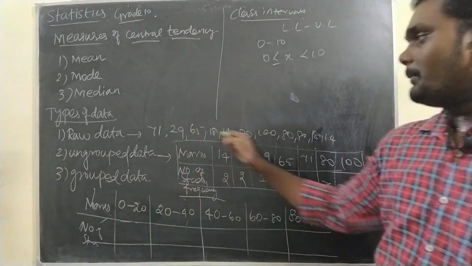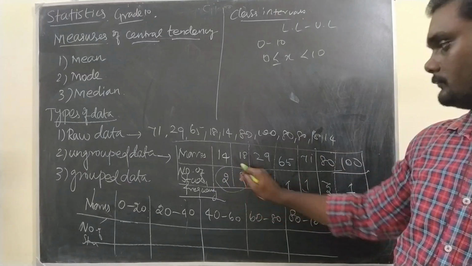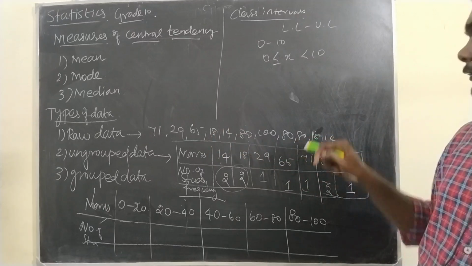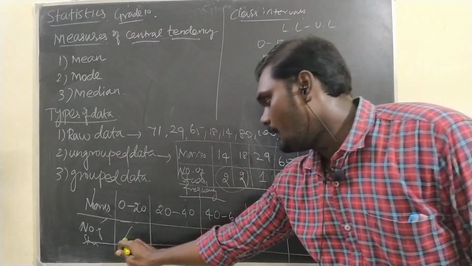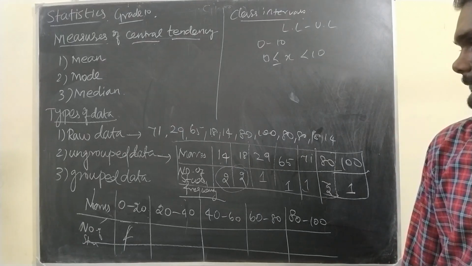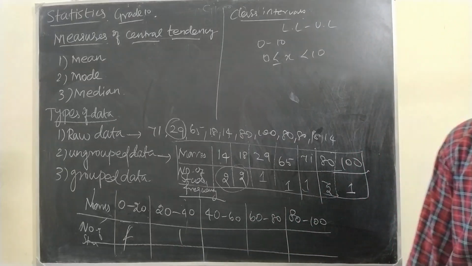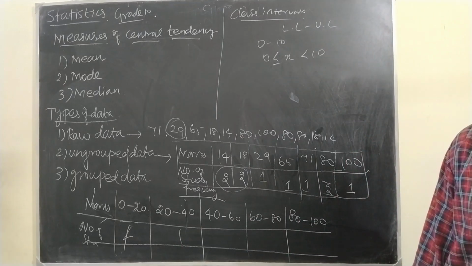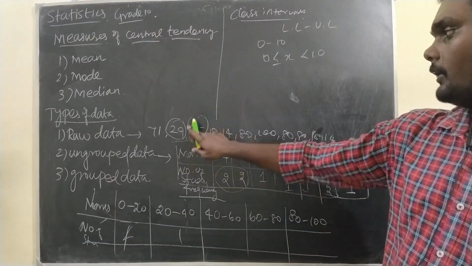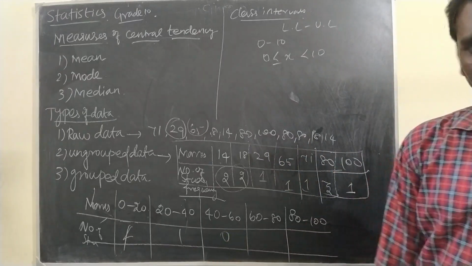So 0 to 20, how many persons got marks between 0 to 20? Here itself we can count. 1, 2, 3, 4 people. So that has frequency 4. 20 to 40, how many persons got marks? Only 1. Okay. 40 to 60, how many persons got? No marks, right? So it is 0.